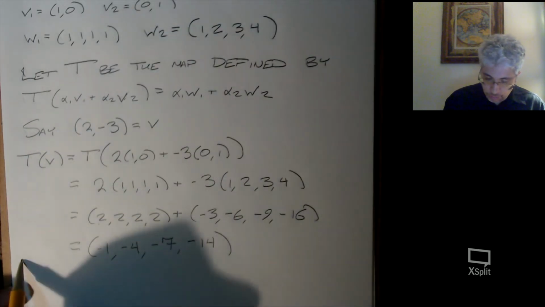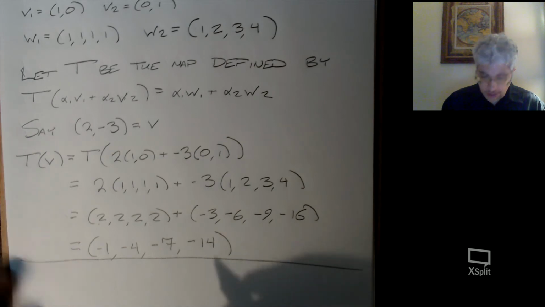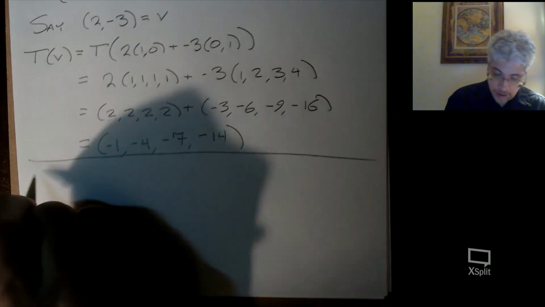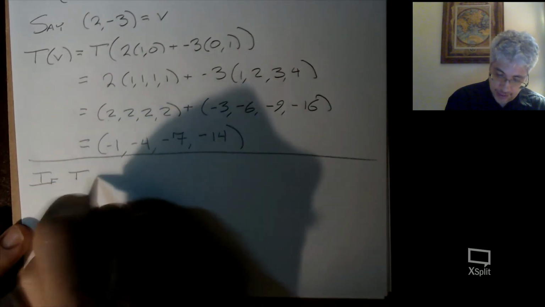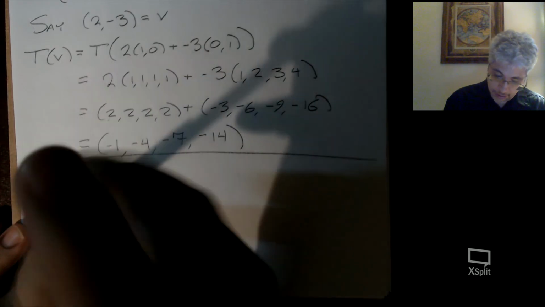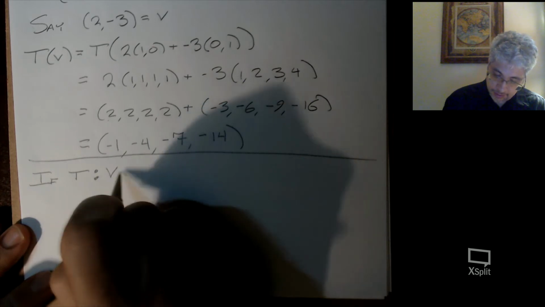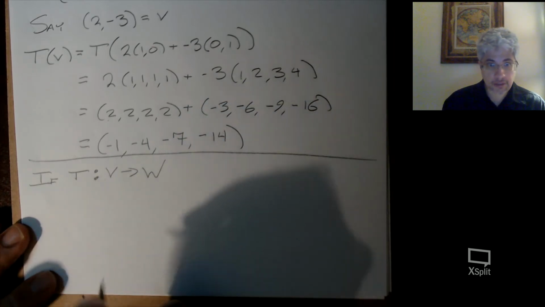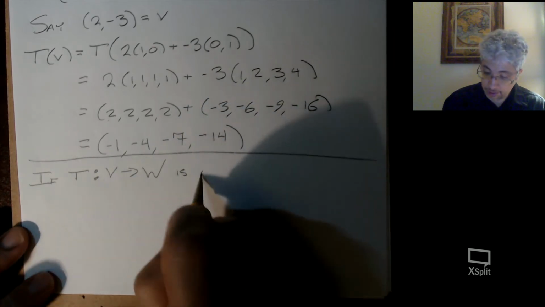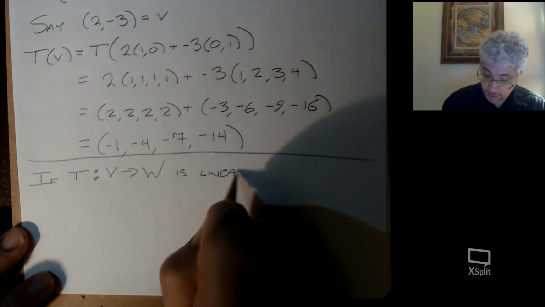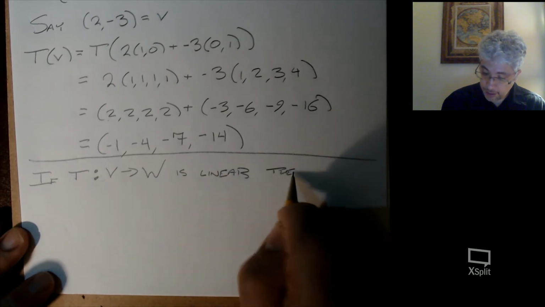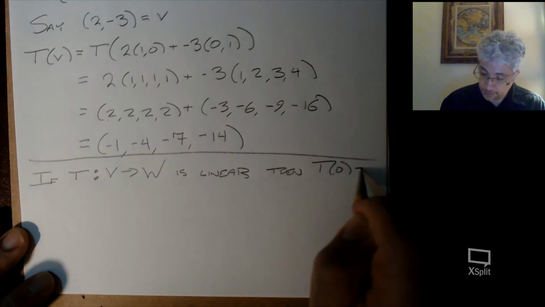Now there's one other theorem I'd like to prove. It's a short one. If T is a linear map from V to W, I should say it's linear, then T of 0 is 0.